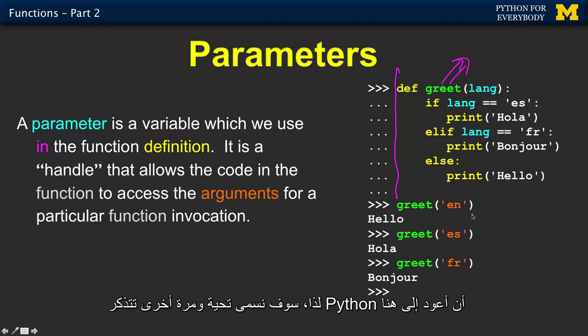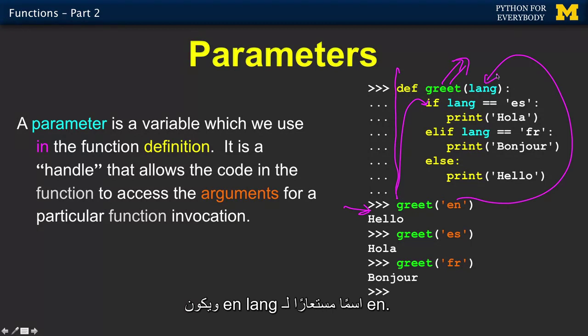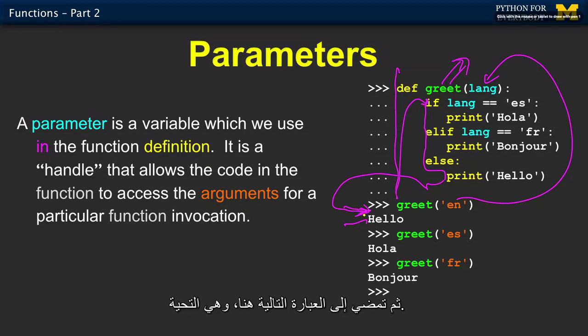So then we call greet, and again, Python remembers to come back to here, and then it fires up to here and starts this line of code, and en, lang, is an alias for en. So it's like lang is not es, lang is not fr, so this code runs, out comes hello, and then we're done, and it says go back to where you remembered you were supposed to pick up next, which is here. Okay, so it says pick up next. Then it goes on to the next statement.